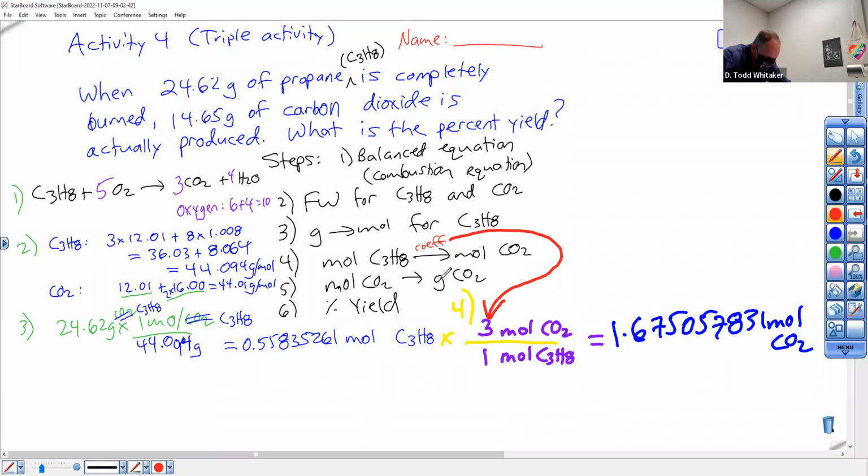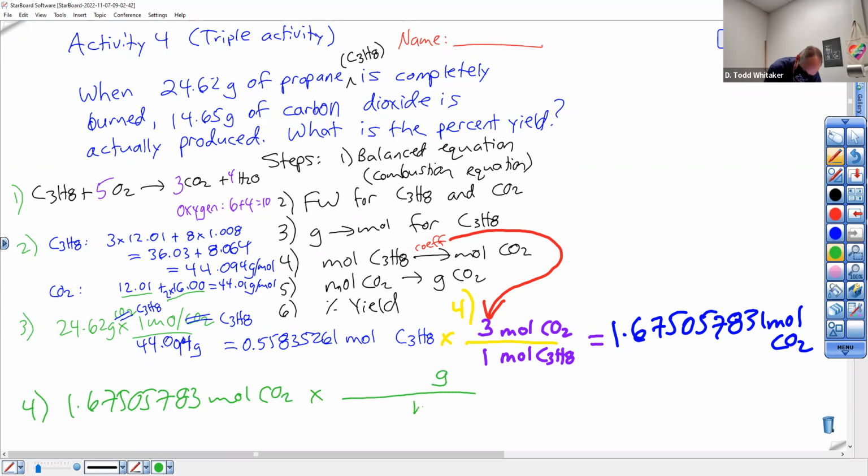Mole CO2 to gram CO2. All right, let's do it. Step 4, go back to our normal thickness. We got 1.675057883 moles CO2. Grams per mole. Grams CO2 per mole CO2. We worked on that earlier. Formula weight. Thank you. Where did you get the numbers from? Periodic table. What are the units? Grams per mole.